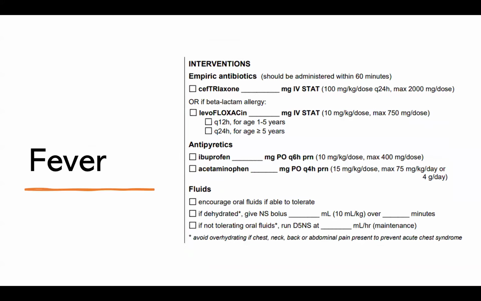So fevers need to be seen promptly. We'd like to get IV antibiotics into them within 60 minutes of presentation. Our go-to antibiotic for sickle cell patients with fevers is ceftriaxone at 100 milligrams per kilo per dose. If they're allergic to ceftriaxone, they can get levofloxacin at 10 milligrams per kilo per dose.